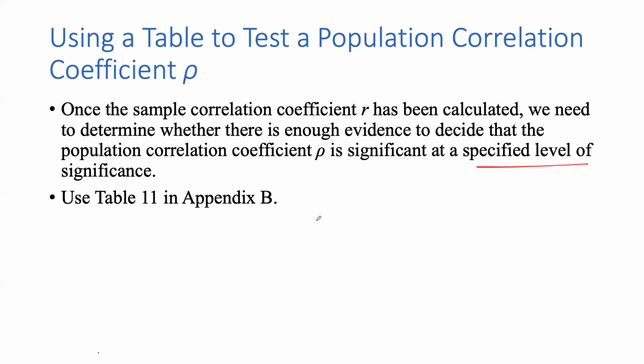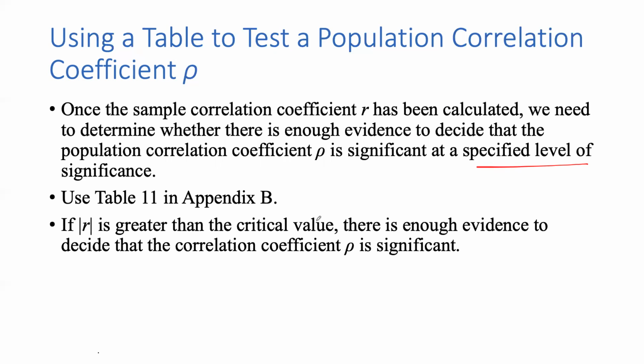So I'll try to post the table. But when you're doing these questions, the table should pop up. When it pops up, just make sure you save a copy of it, so during the exam you're not looking for it as well. Okay. So if r is greater than the critical value, then there is enough evidence to decide that the correlation coefficient is significant.